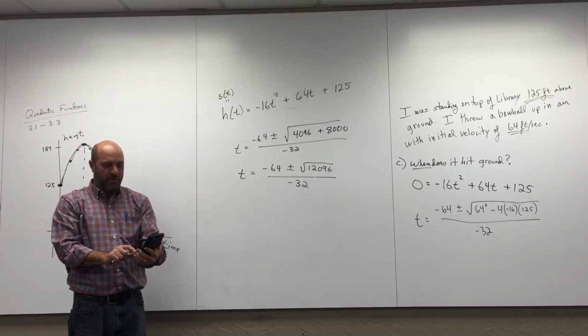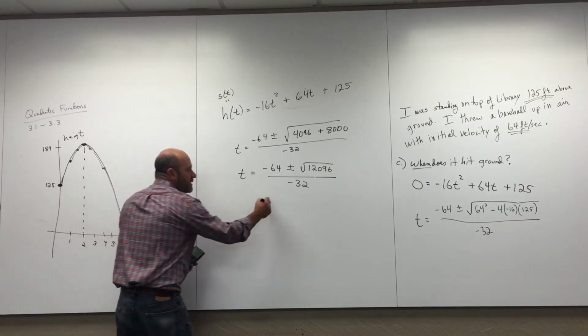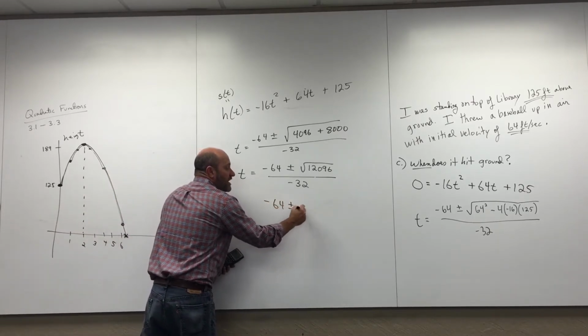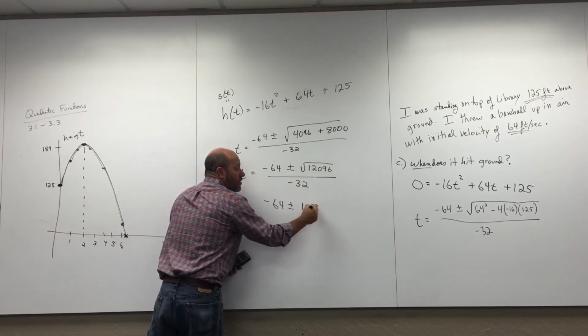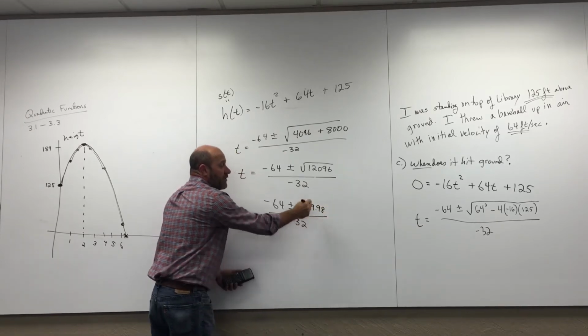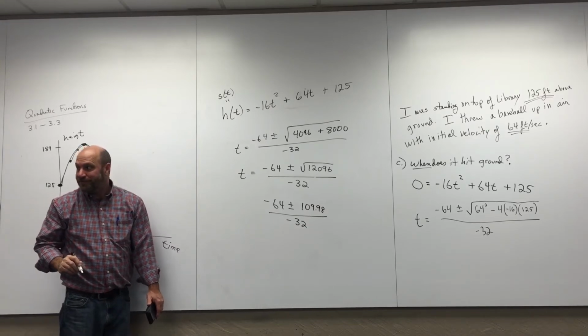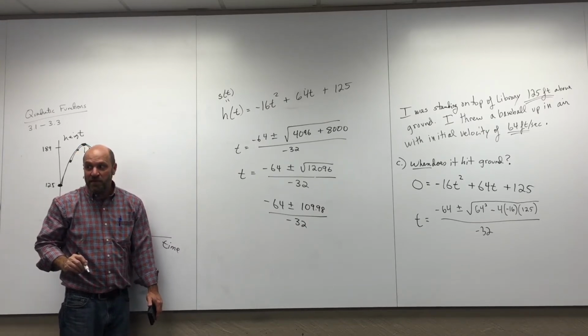What is the square root of it? No, it's not perfect. It's 109.98. So I'm going to write that. Out of the square root, it's 109.98. You can almost call that 110, I guess. But you don't want to round too much. But you guys with me on this?